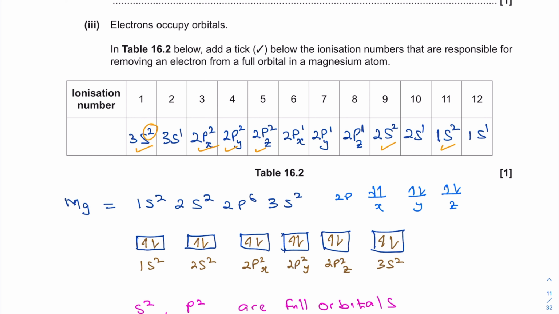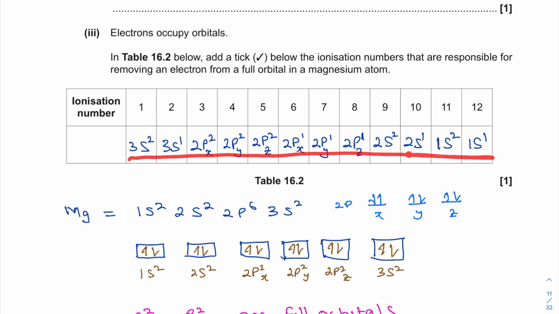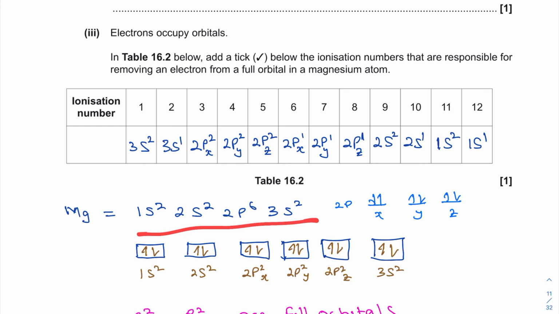And so how many are there? That's 1, 2, 3, 4, 5, 6. So we've got 6 full orbitals there. So how did I get these populated? Well, because I've got the electron configuration here. I'm starting from the outermost shell, because when I'm removing an electron, I have to remove it from the outermost shell. That's why I've got that there.